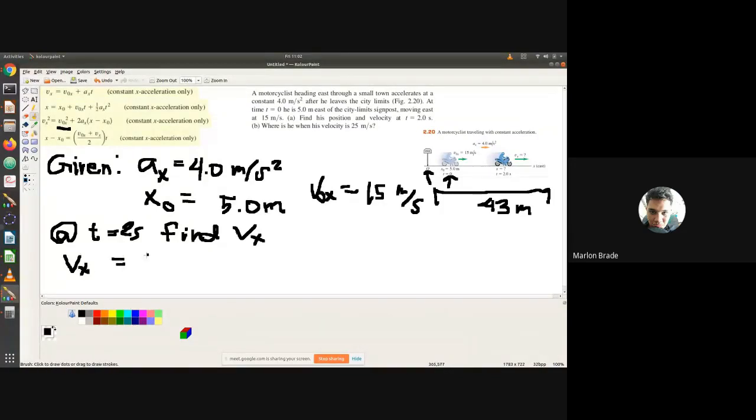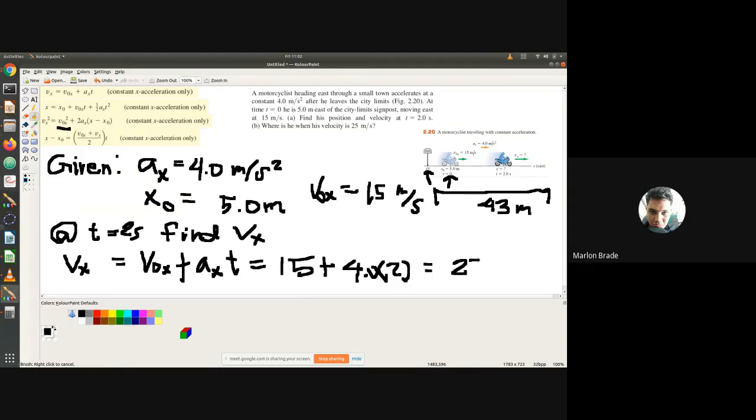Ang V naught x nimo, so naa kay V naught x plus Ex t. Okay? So, this is equal to, pila imong V naught x? That is 15. Right? So, plus, pila ang imong Ex? This is 4.0. Pila ang time? 2 seconds. So, 2. So, this is 15 plus 8. This is 23 meter per second. So, mao ni ang velocity sa motorcyclist at that time after 2 seconds.